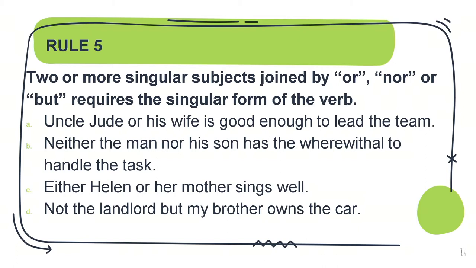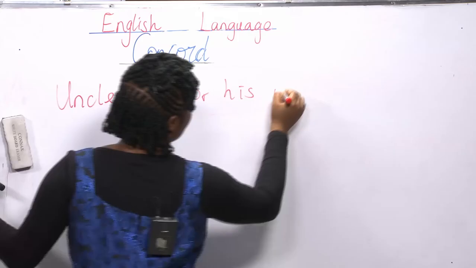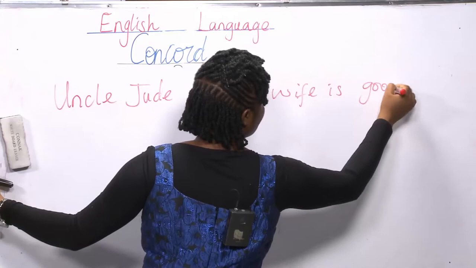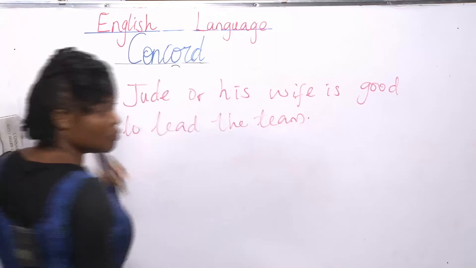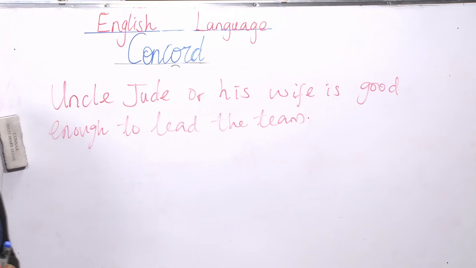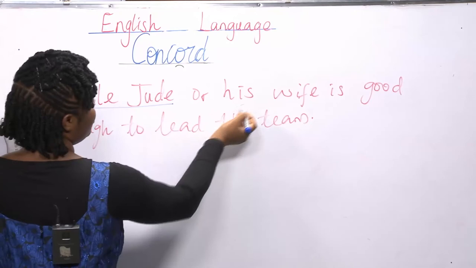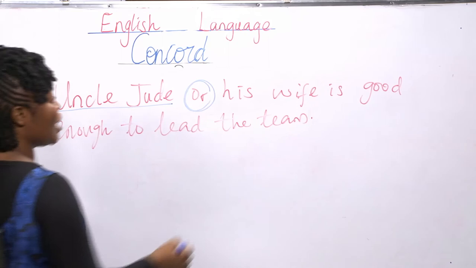Uncle Jude or his wife is good enough to lead the team. Now, this is a singular subject, Uncle Jude, joined together with the conjunction or. Therefore, it has to take a singular verb, is, not are.